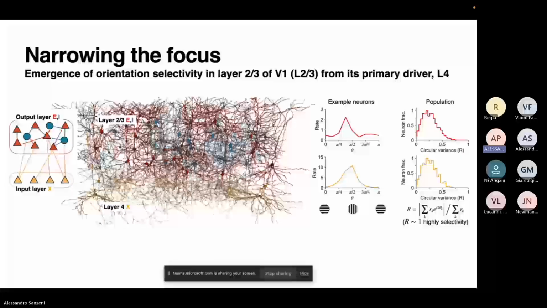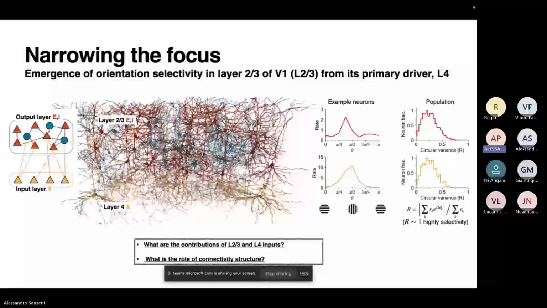So the main question that we ask is how can we explain these responses in layer 2-3 in response to inputs from layer 4 using the connectome to guide models. And going back to the previous work that I discussed, two questions that we're interested in are what is the contribution of feed-forward inputs from layer 4 and recurrent inputs within layer 2-3, and what is the role of structure in the connection versus randomness.